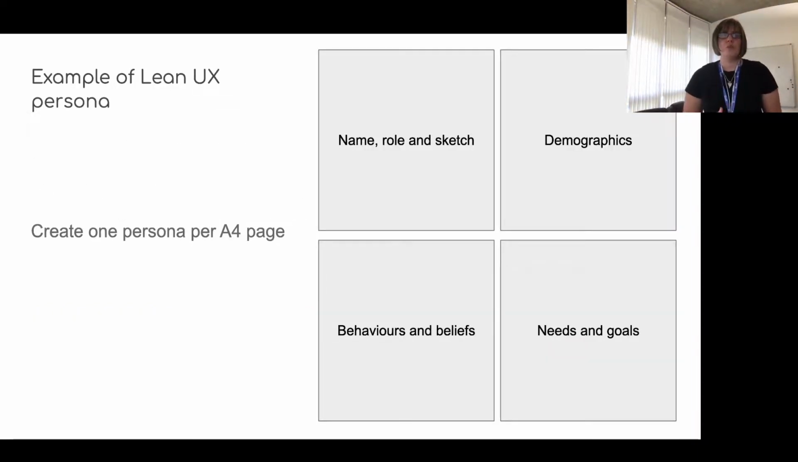So this is roughly what a Lean UX persona might look like, an assumption persona or a proto-persona. You take one page of A4, divide it in 4. So you have the name, the role, maybe a quick sketch of the person, not a photograph of a real participant, but something that represents that demographic. Then some demographic information, some information on how that person behaves, what they believe, and then their needs and goals and how that relates to the project.